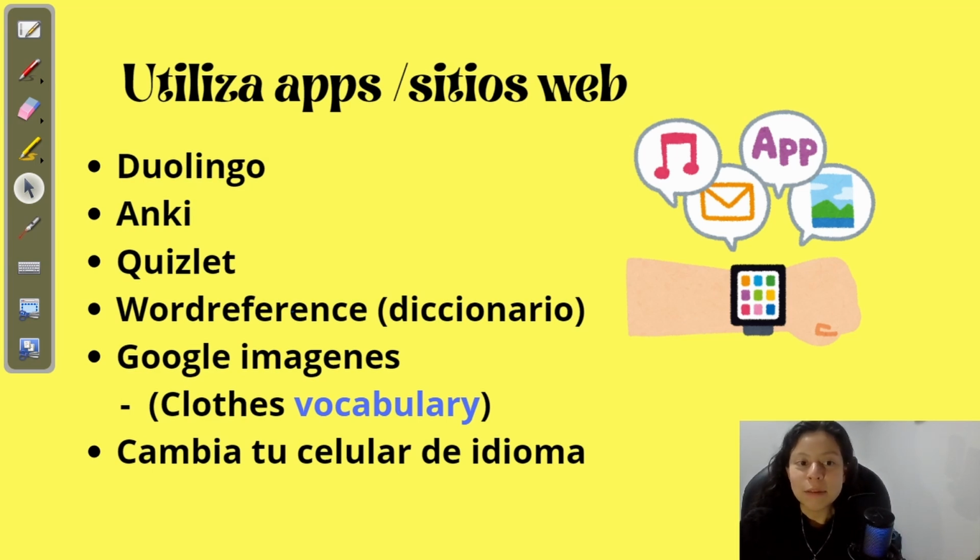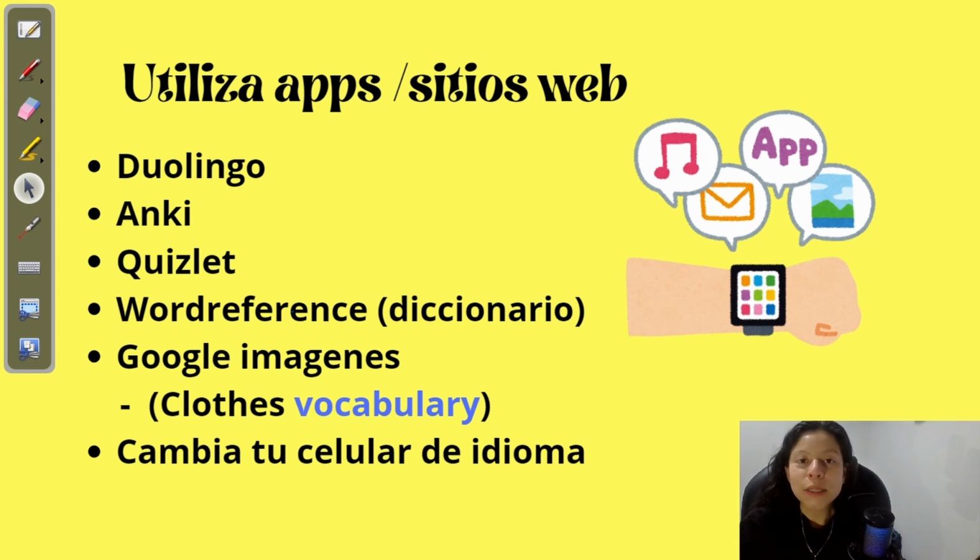Also, as I said before, you're going to search vocabulary on Google Images. You can include the topic, clothes, fruits, vegetables, kitchen supplies, school supplies, etc. And then you're going to put the words vocabulary in Spanish or vocabulario.